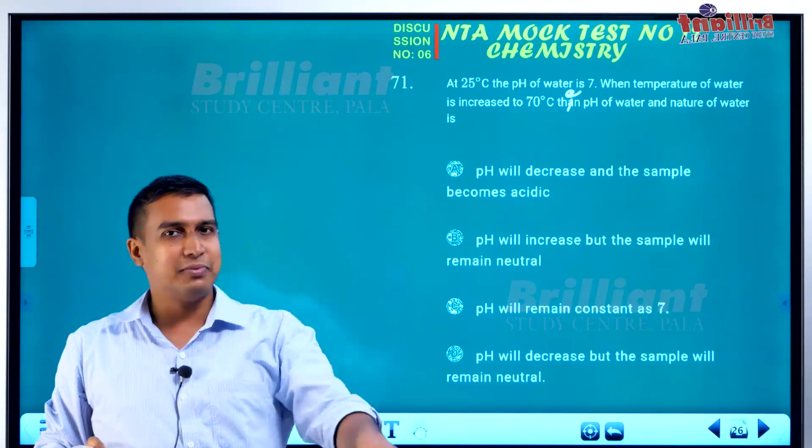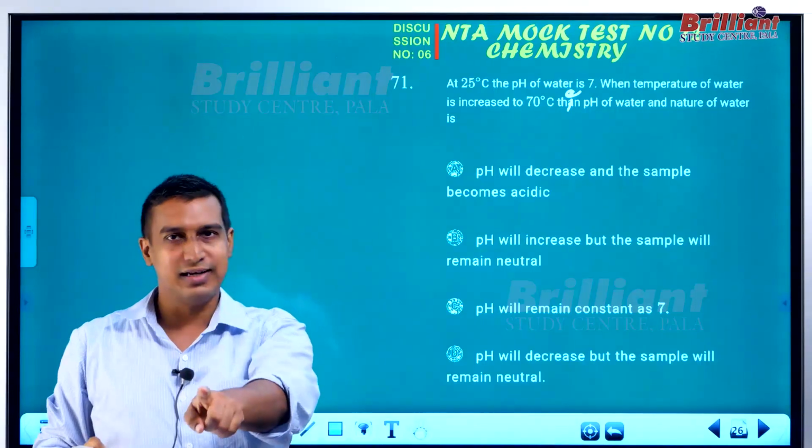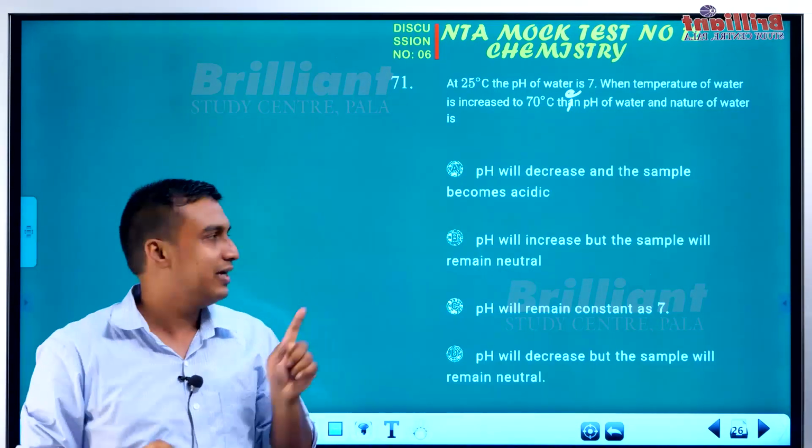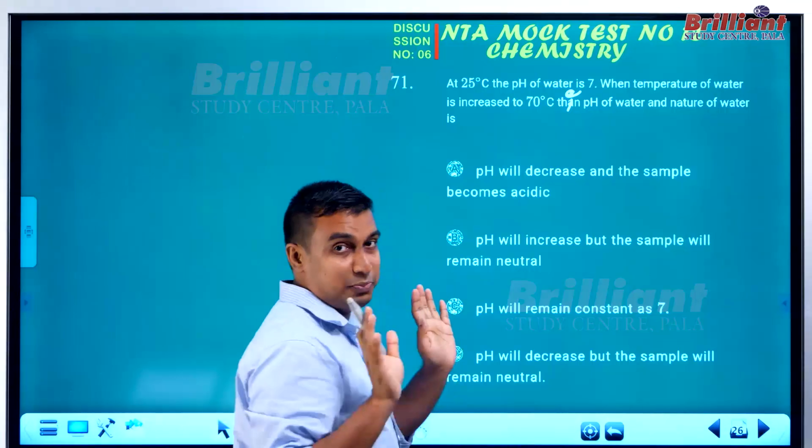So whatever be the temperature, your water is neutral. It cannot be acidic, it cannot be basic. So we have a pure water.